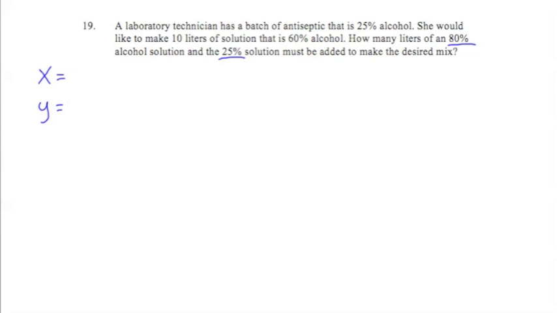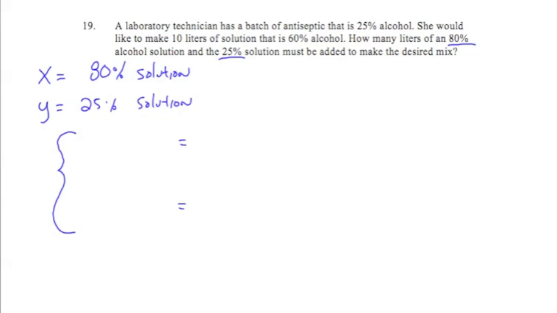So I'll let x equal the 80% solution. And I'll let y equal the 25% solution. Okay, and now I'm going to set up my system of equations here. And again, we have some totals in this problem. So one of them is 10 liters. She would like to make 10 liters of the solution. So in the end, she wants to have 10 liters of solution. So that's one of my totals.